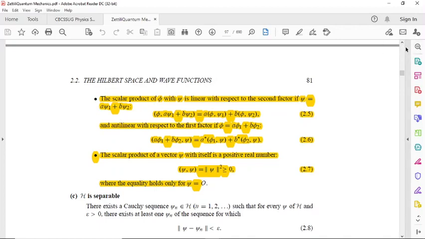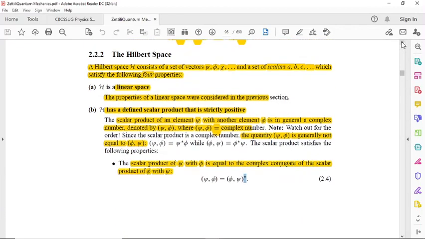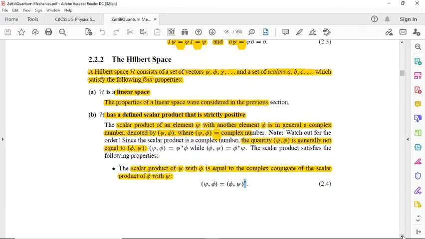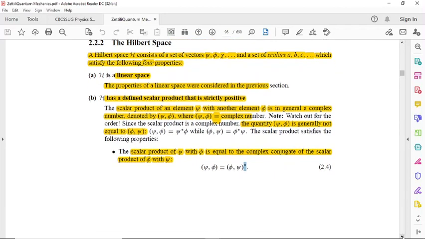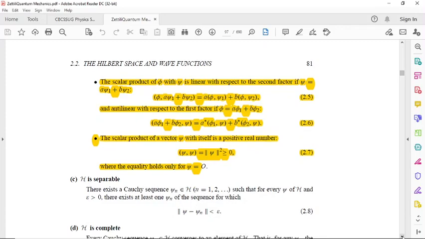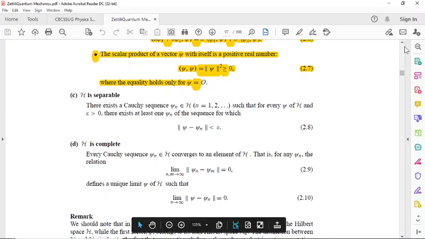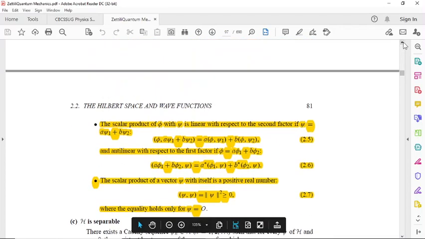അപ്പോൾ എന്താണ് ഹിൽബർട്ട് സ്പേസ് എന്ന് പറഞ്ഞു കഴിഞ്ഞാൽ you have to tell all these things, these properties a, b, c. അപ്പോൾ Hilbert space is a linear vector space and it has a defined scalar product, or the scalar product in the Hilbert space is strictly positive, and Hilbert space is separable and which is complete. ഇതാണ് അതിന്റെ ഡെഫിനിഷൻ.